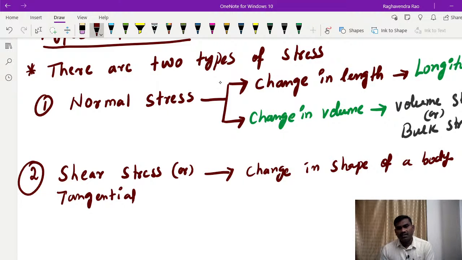So these are the two types of stress. Otherwise we may take it as three types: longitudinal stress, volume stress and shear stress. But actually the first two belong to the same category, that is normal stress. So normal stress and shear stress. Normal stress will change the length or volume of a body. Length changes means longitudinal, volume changes means volume stress or bulk stress. Shear stress is a change in shape of a body.